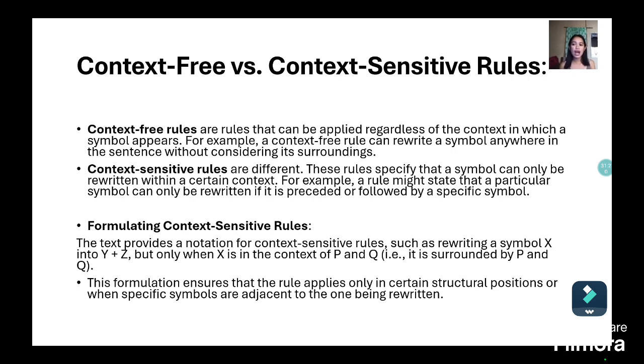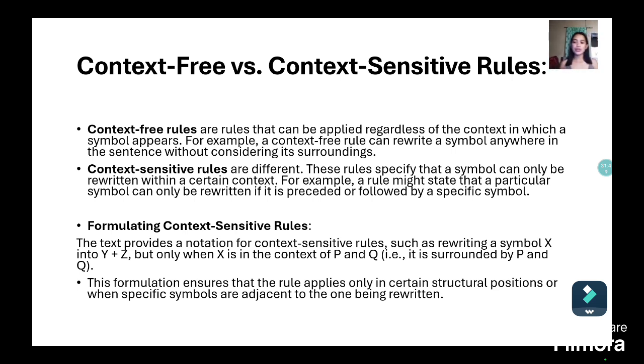Context-sensitive rules are different. These rules specify that a symbol can only be rewritten within a certain context. For example, a rule might state that a particular symbol can only be rewritten if it is preceded or followed by a specific symbol. So that is the difference between the context-free and the context-sensitive rule.